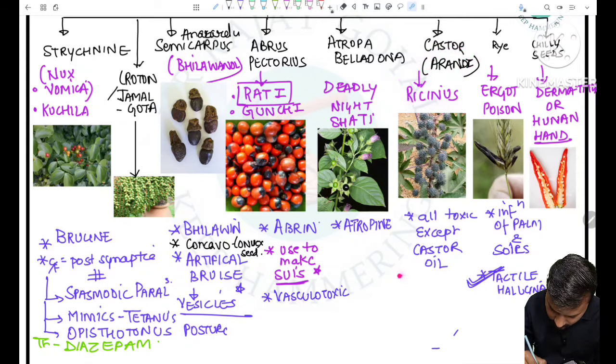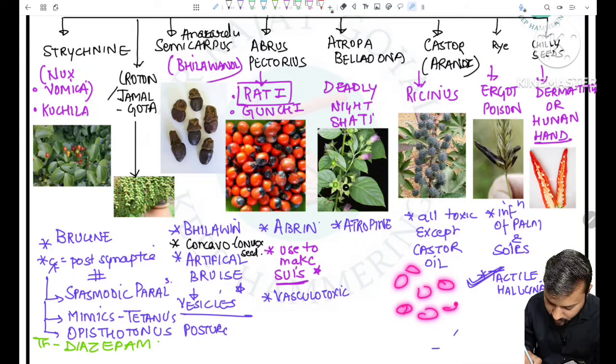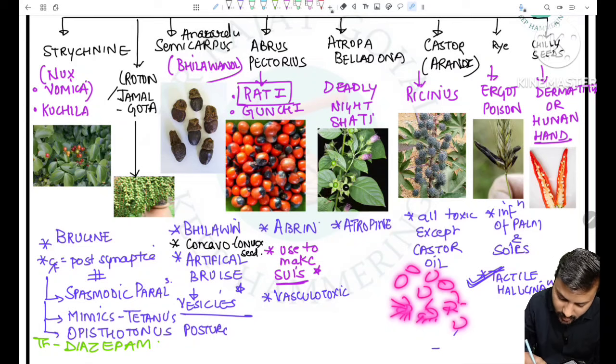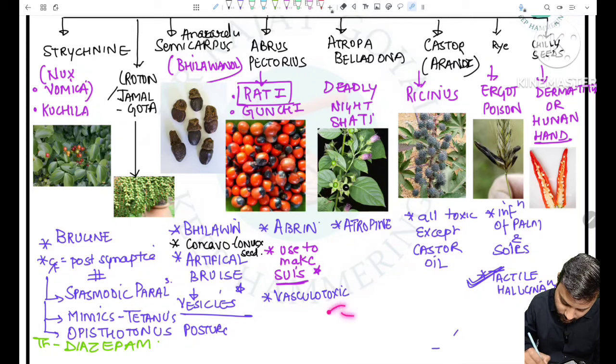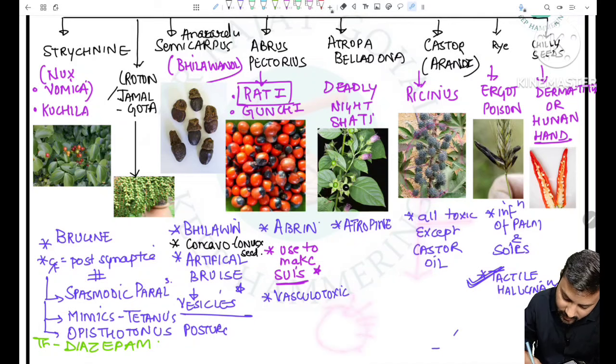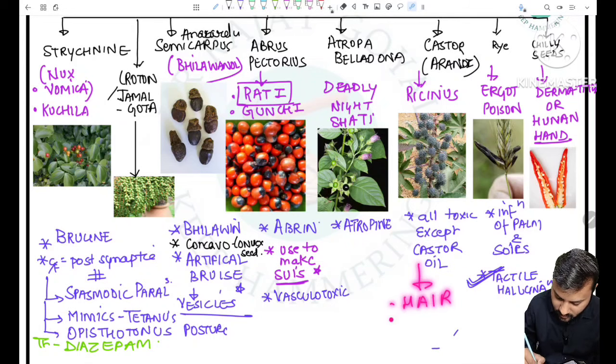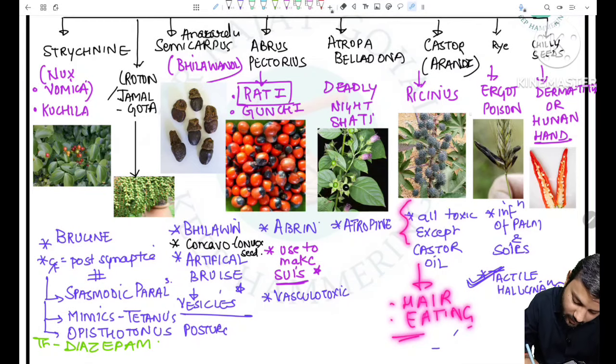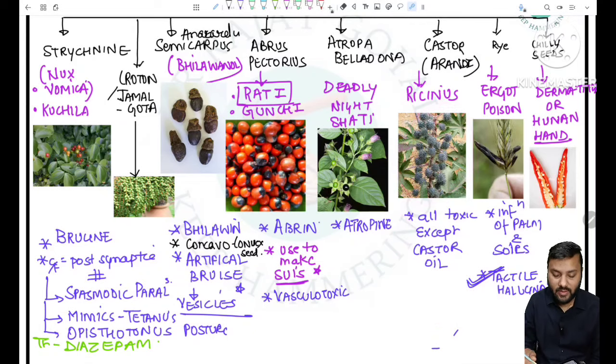The next image is of the castor or arandi, and it is a resinous plant. Here we can see many small fruits with thorns on them, but they are different from the image that we have seen in the case of datura. In datura, a single fruit is there. Here, multiple fruits are there, and all the parts of the castor are toxic except the castor oil. Castor oil we also use for eating or for hair, so it is non-toxic. All the rest of the parts of the castor plant are toxic.